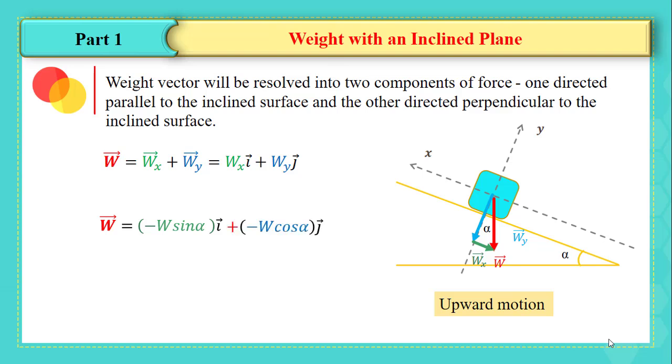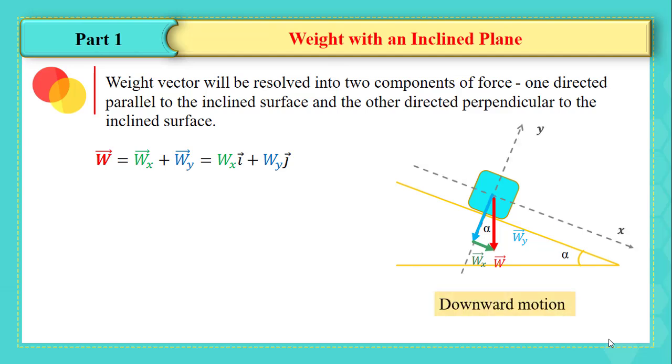During the downward motion, the x-axis is taken to be downward. W is equal to W sine alpha i plus minus W cosine alpha j. Notice here that Wx is positive since it has the same direction as the positive x-axis, and Wy is negative since it has the opposite direction of the y-axis.